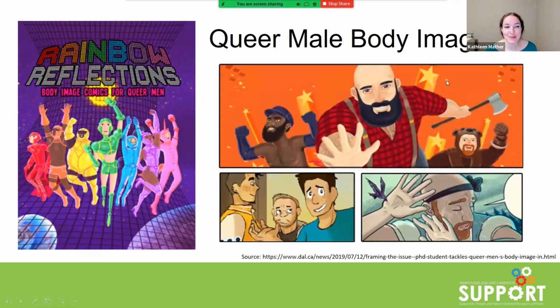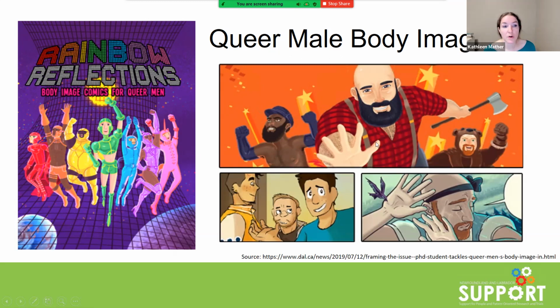So on to our examples. So this first example here is a comic book that was developed by 3 graduate students who received CIHR funding for a project to improve knowledge translation for LGBTQ+ communities. And the goal was to present research in an accessible way. So they chose to do that as a comic book.